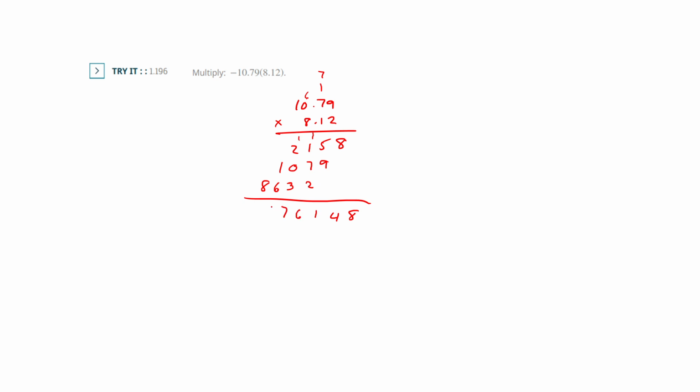6, 7, 8. Okay, so I got a big long number, but I've got to restore the decimal places. So I had 2, 3, 4. So 1, 2, 3, 4. So 87.6148.